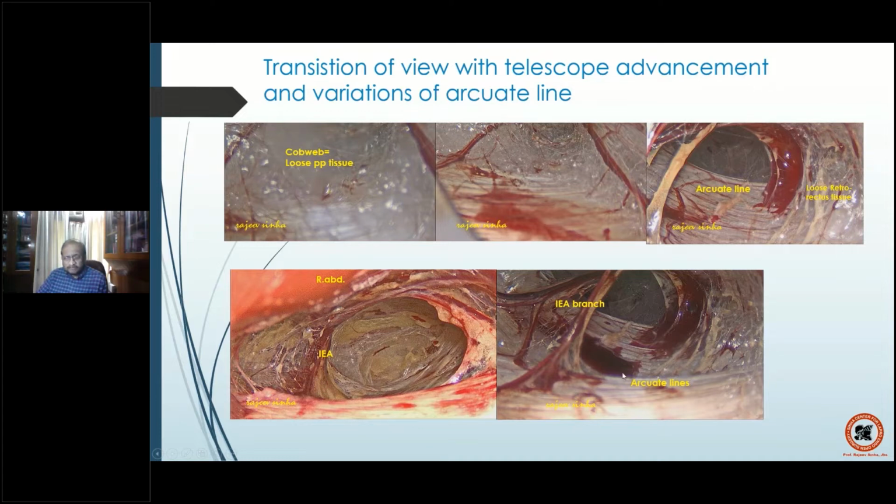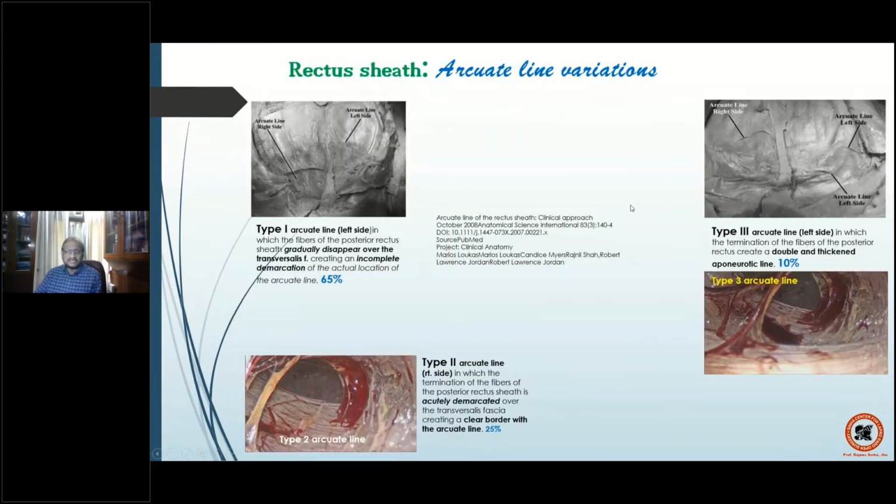Now, in this case, as opposed to this, you find that there are three arcuate lines out here. So what is this all about? Let's see this. The arcuate line variations could be three in number. In one, you can have a gradual disappearance or merging of the posterior rectus sheath with the transversalis fascia. So you will not find a sharply demarcated arcuate line as is seen in this patient. This is basically a cadaveric specimen.